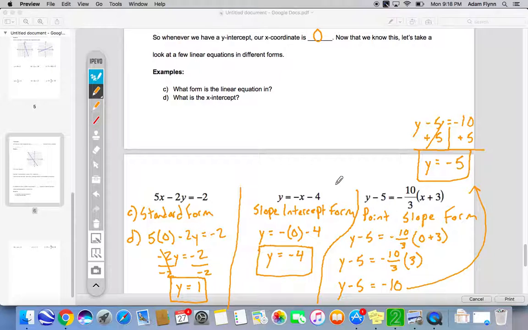So if you need to see some more examples, please go to the example video for A2 y-intercepts. If you do not need to see any more examples, please go to the y-intercept practice, A, B, or C.